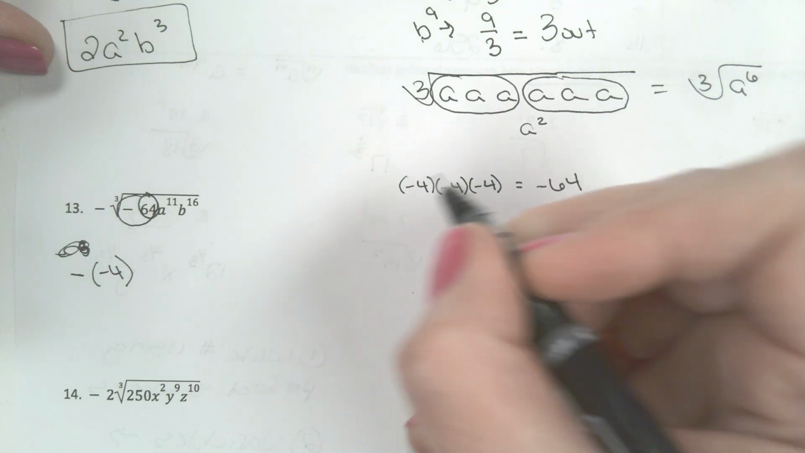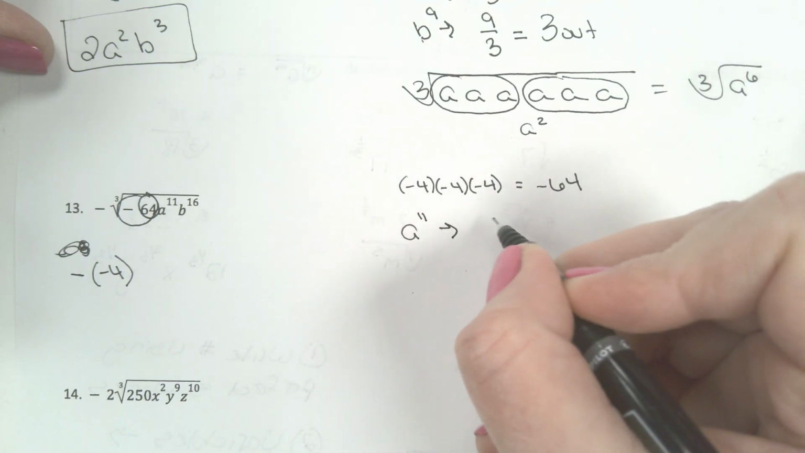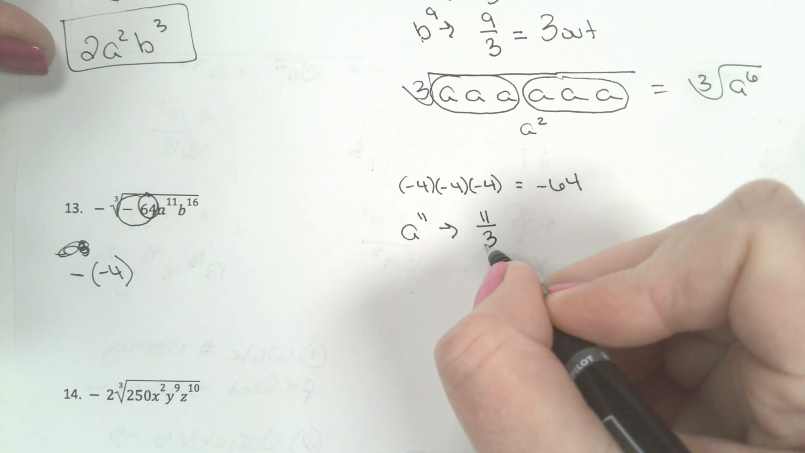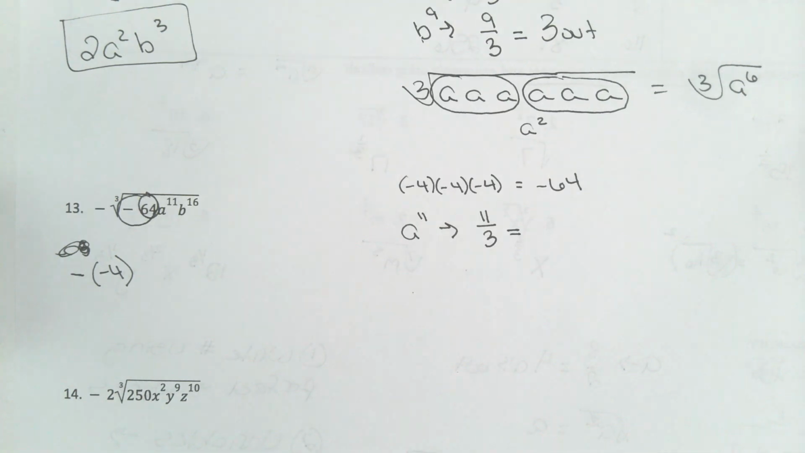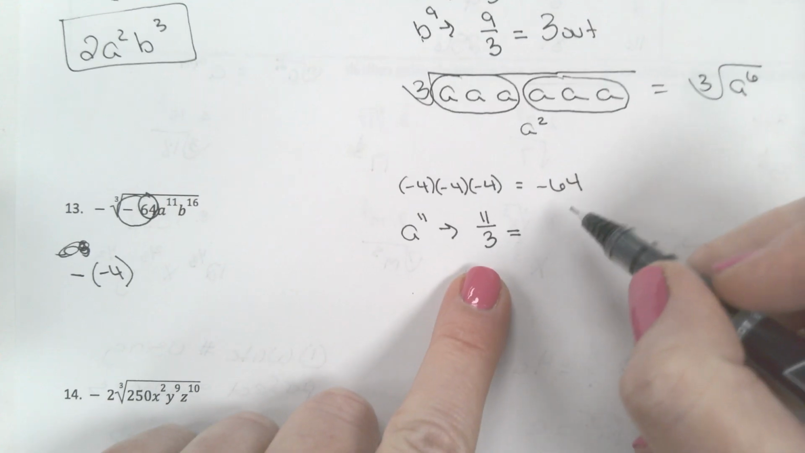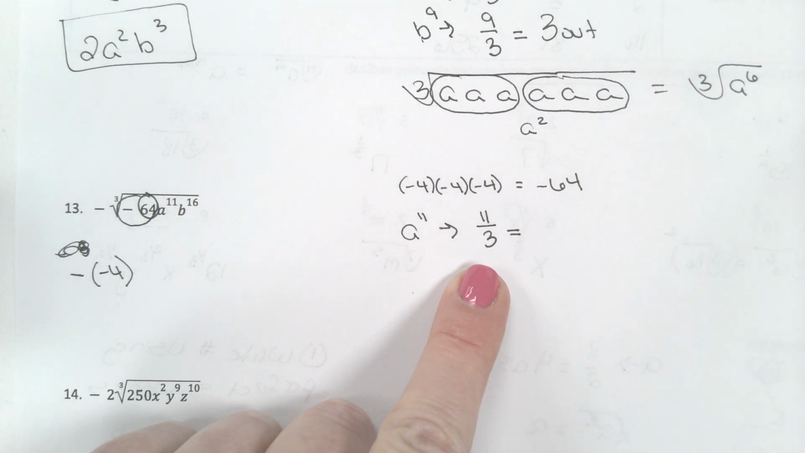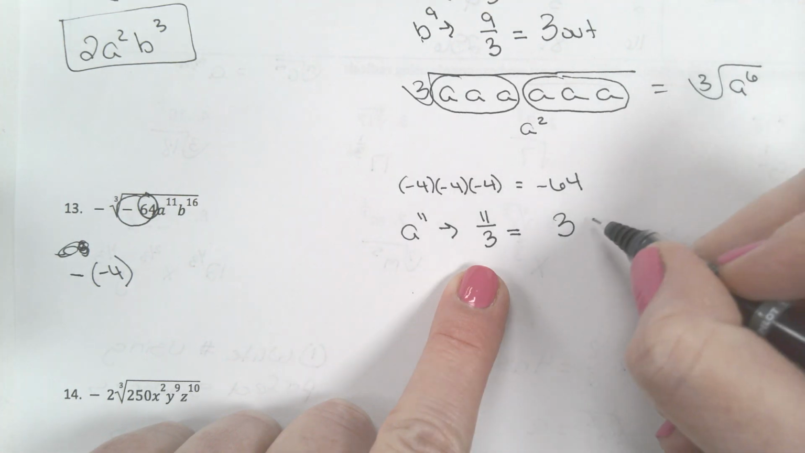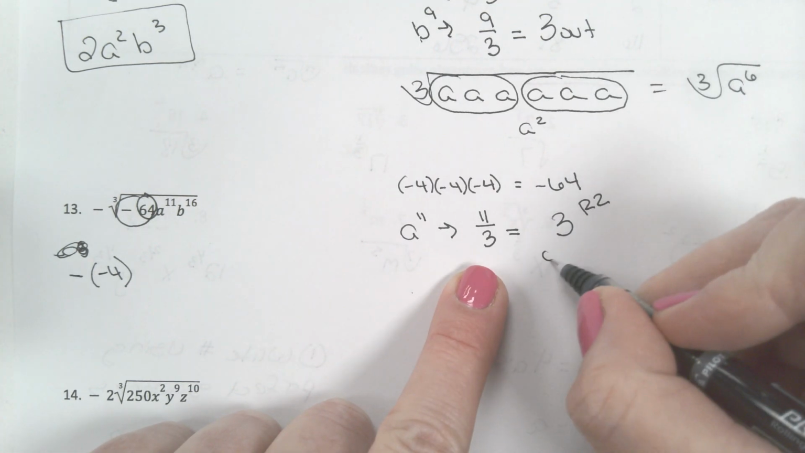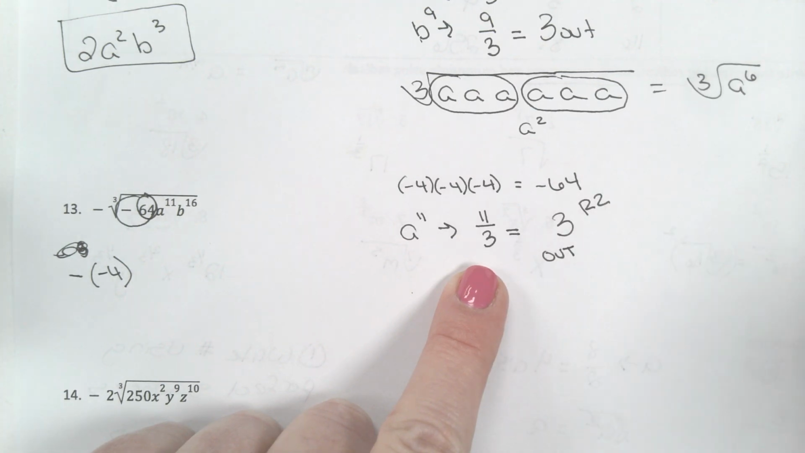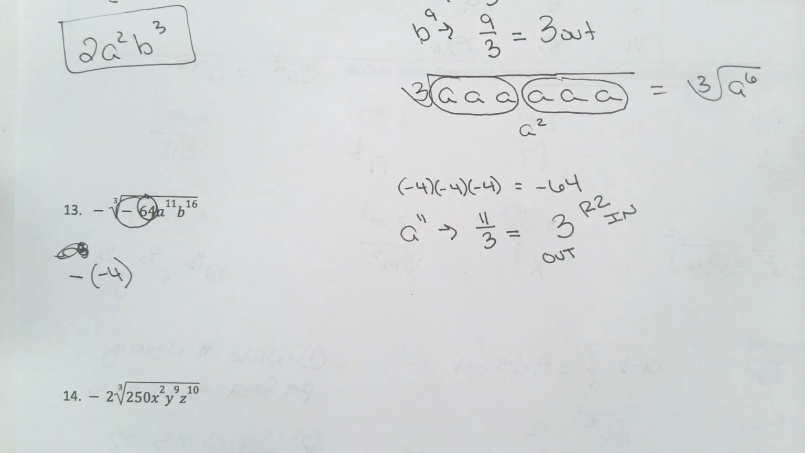Now I need to work on my variables. So a to the 11th. You're taking your exponent divided by your index. 11 divided by 3. So it doesn't divide evenly. How many times does 3 go into 11 evenly? 3 times, with how many left over? Good. So that says that 3 a's get to come out, and 2 of them are still stuck inside.